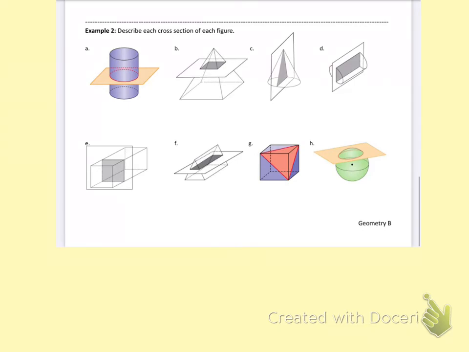So again, a cross section is just a slice out of a three-dimensional figure. And the shape of that cross section is dependent on the angle of whatever you're slicing it with. You can imagine a flat plane, like a slice out of space, shearing through the three-dimensional figure. And depending on the angle that it cuts at, it'll make different shapes.